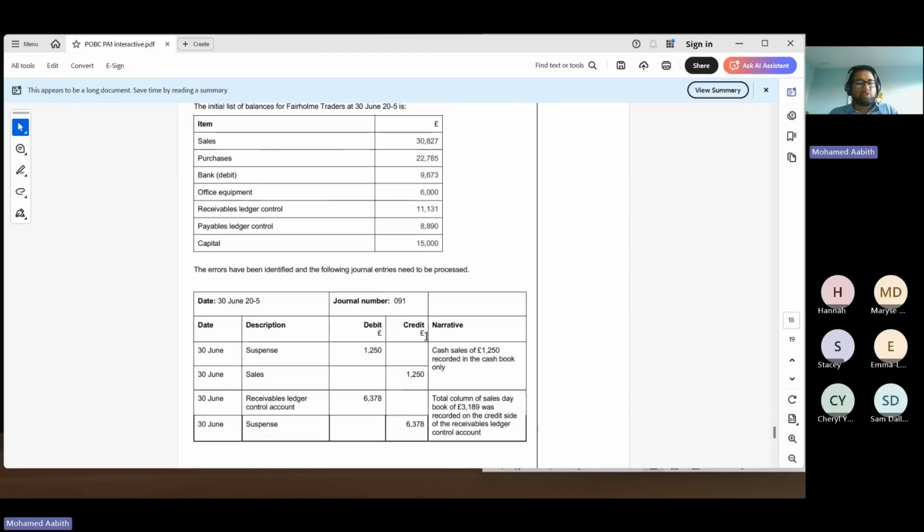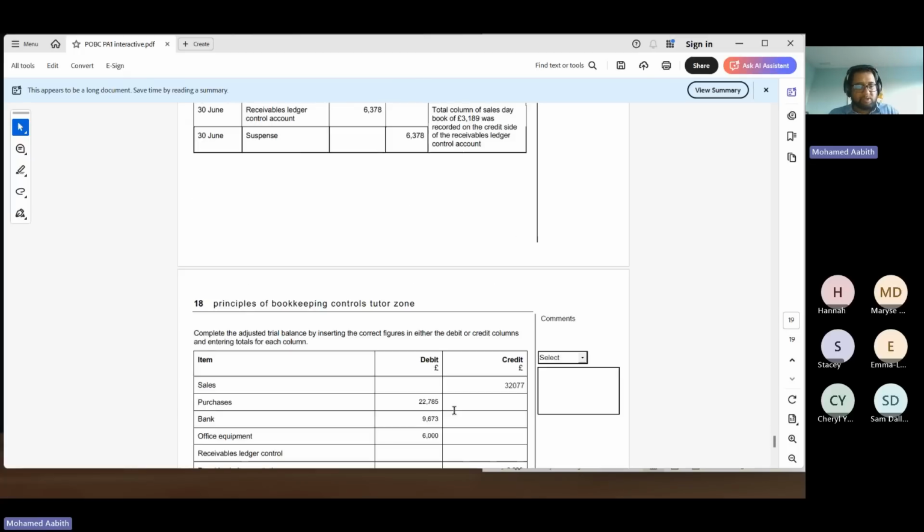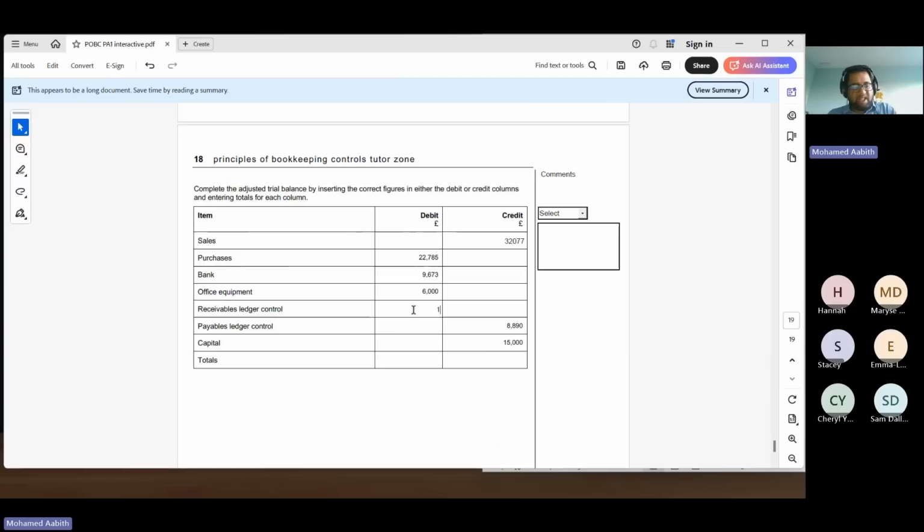And the last one is the receivable ledger control account. It had a balance of 11,131. Add this 6,378, which gives you 17,509 pounds. So we're going to go here, 17,509 pounds, and then you have to total these columns to see that the numbers are matching.